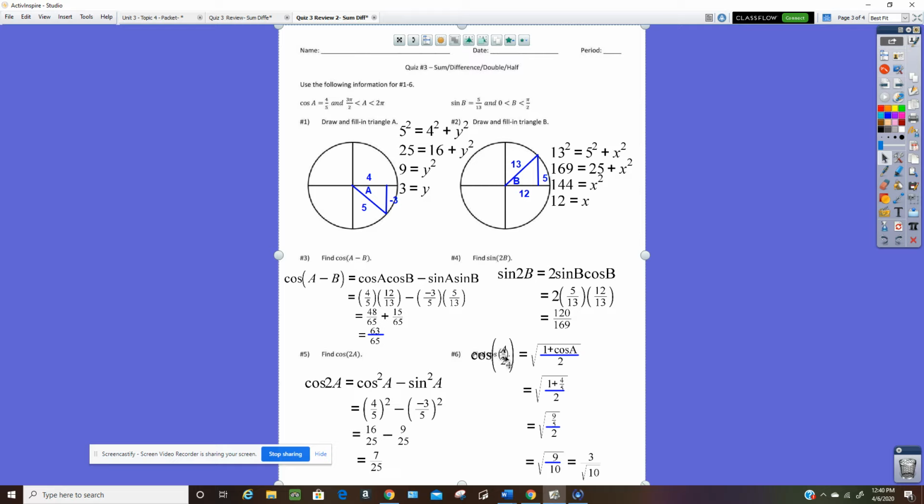And then cosine a over 2 is the square root of 1 plus cosine a, divided by 2. And then you look at cosine of a is 4/5. So 1 plus 4/5 is 9/5, over 2. And then 9/5 over 2 is 9/10. And then just take the square root of 9, which is 3. And you have 3 over the square root of 10.